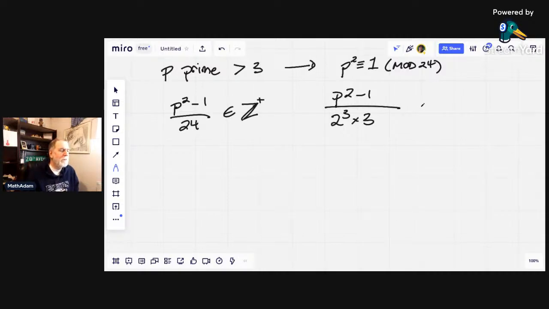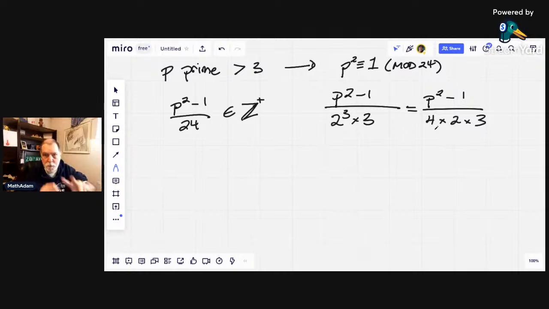Let's see here. Okay, so each of these, it's not sufficient for only one from each prime factor to go into P squared minus 1. Each one needs to be represented. And so I'm going to actually rewrite this because I know what's coming, as 4 times 2 times 3. And the reason why I'm splitting it up that way will become apparent very soon.